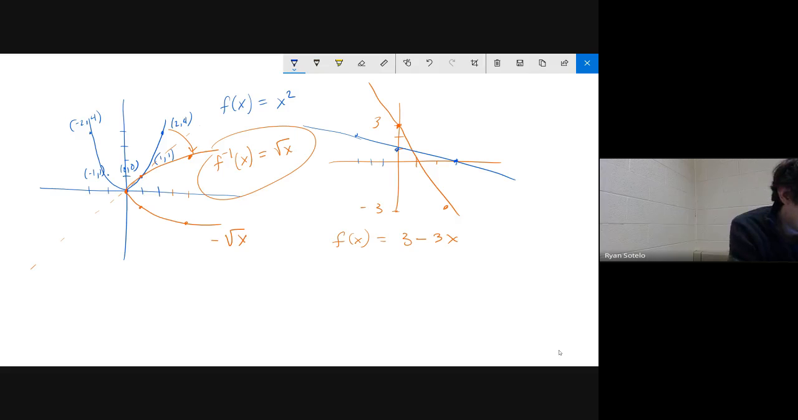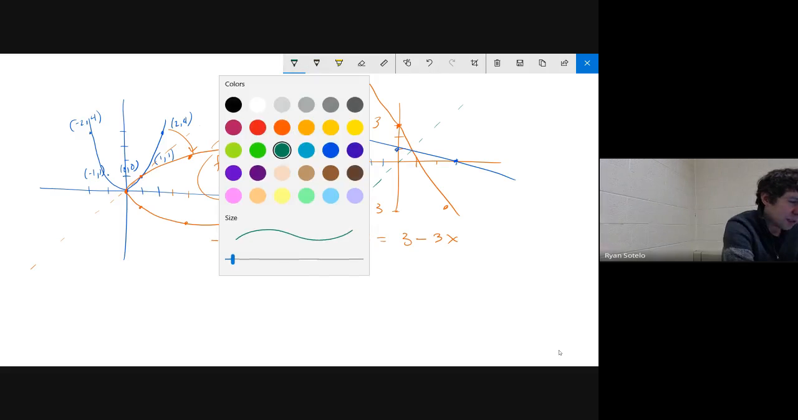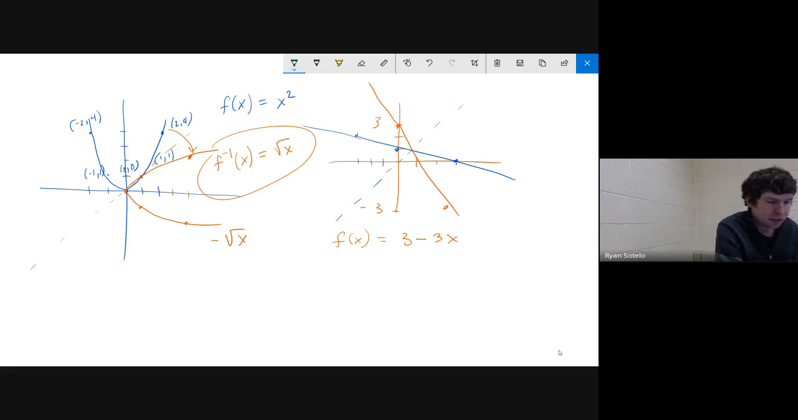And again, I'll use a green line. Everything's sort of mirrored across this line. That's how you get the inverse function. What is that function? Well, you can kind of figure it out. It has to go through 1, and it drops 1 point in 3 steps. So you could figure that out.